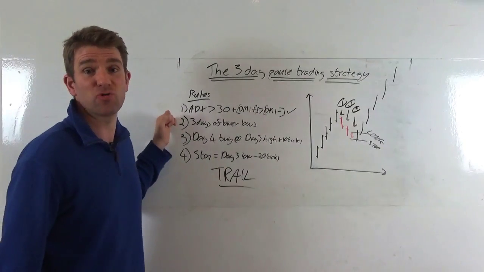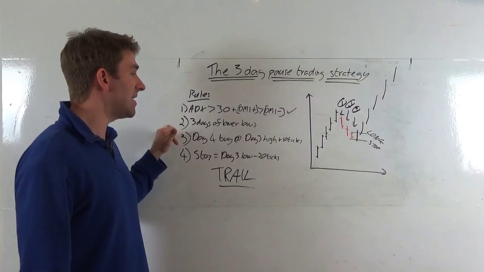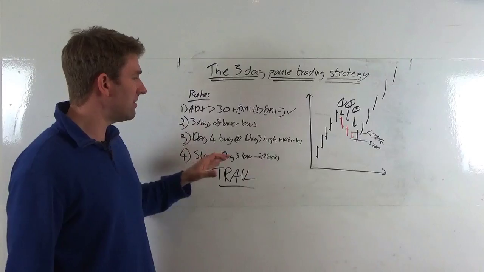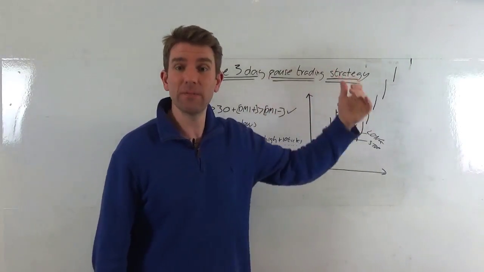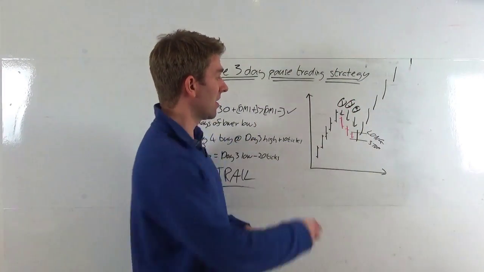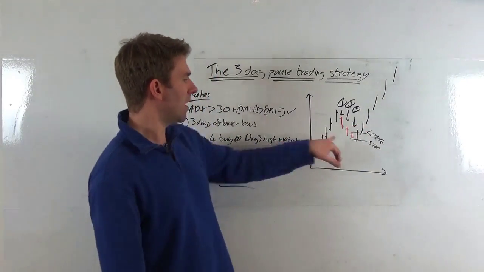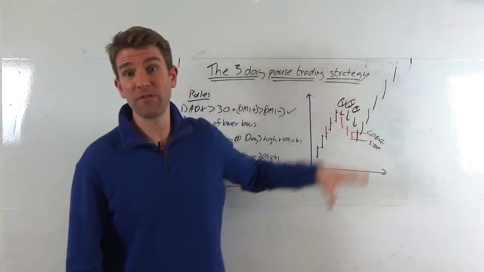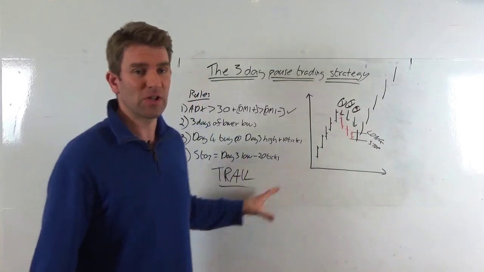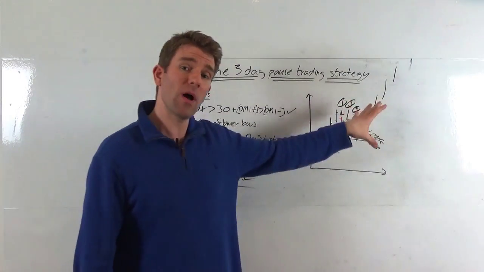Your ADX is just like a trending filter. 3 days of lower lows after your trend. Day 4, you're buying as you break above the high, so that you're making sure you're not getting involved if it does keep going lower. And then you're dragging your stop up to below that prior day's low. So if it breaks that, it does a fake out, you're out, and you've not done too much damage. Risk reward ratio is going to be quite high on this one.